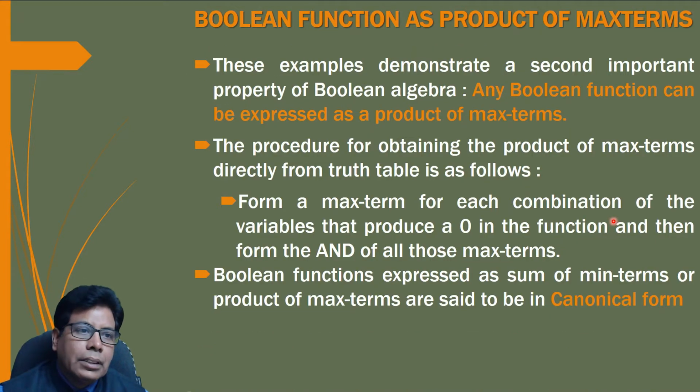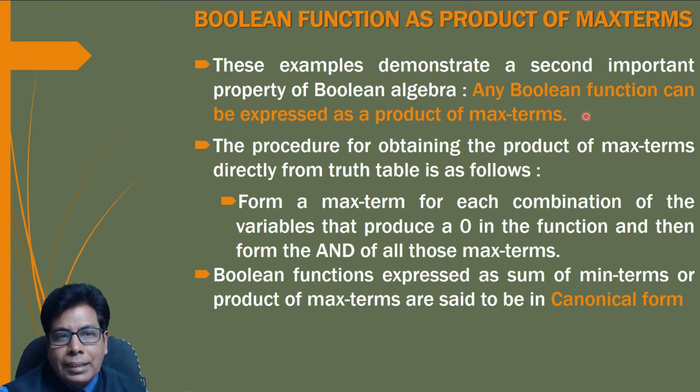Then let us go further. Now these examples demonstrate a second important property of Boolean algebra. Any Boolean function can be expressed as a product of max terms. Firstly, we have seen any Boolean function can be expressed as the sum of min terms, and here the second property says that any Boolean function can be expressed as a product of max terms.